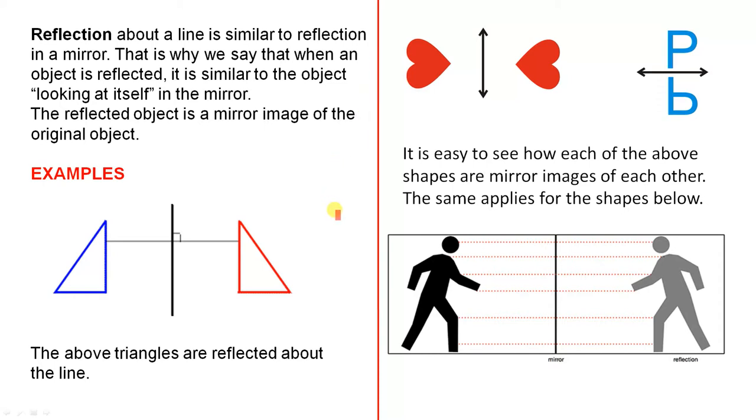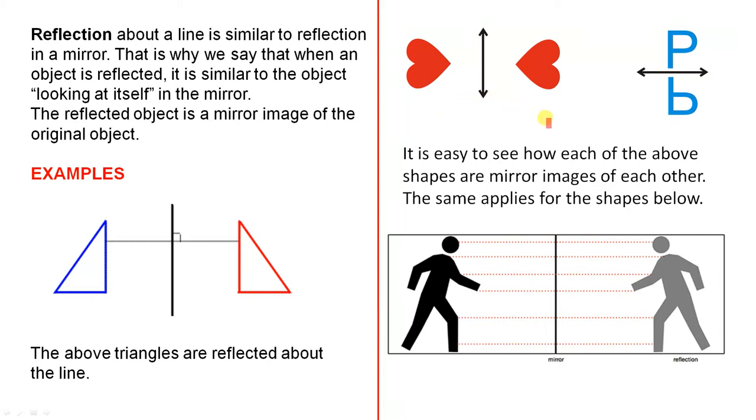Let's look at some simple examples. The above triangles are reflected about the line. So there's that blue triangle there, and there's the line, and there's the reflection. The image is the same size, but as you can see, each of these are mirror images of each other. And the distances from the line are the same.